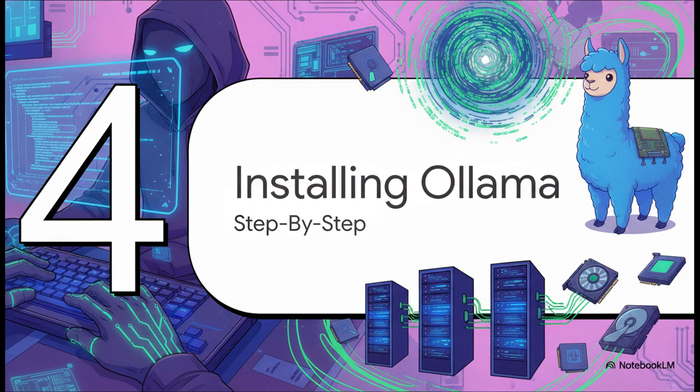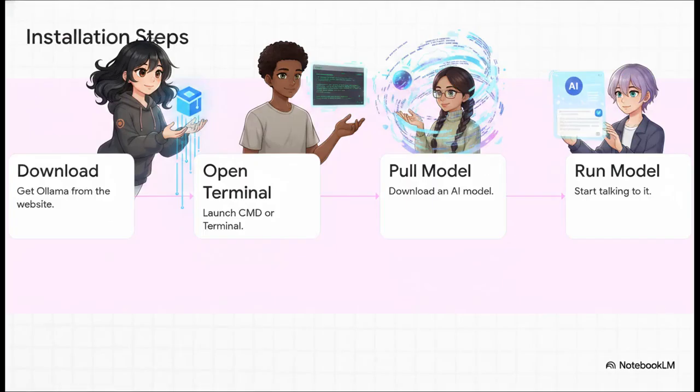Which brings us to Section 4, installing Ollama step by step. This is where it gets really fun, because playing the cool hacker and setting this up yourself is actually incredibly simple. You might think running local AI means spending hours compiling code, but we're all about working smart, not hard. We get to skip the messy coding and just follow 4 straightforward steps: download Ollama from the website, open your command line or terminal, pull your AI model, and run it. Let's break those down one by one.